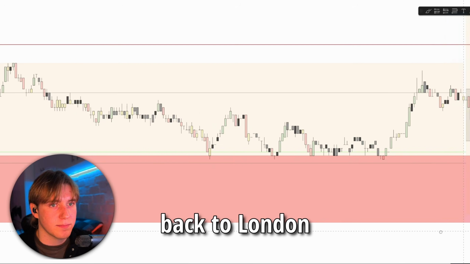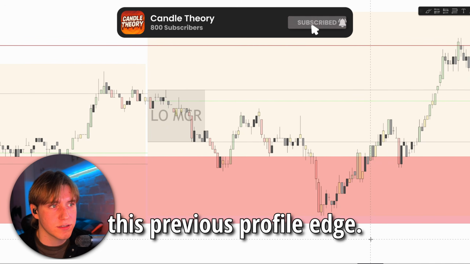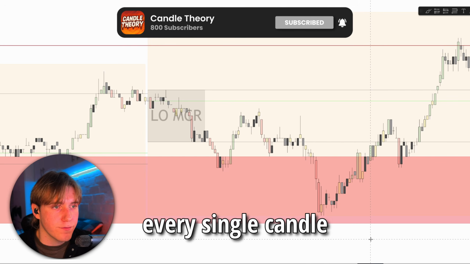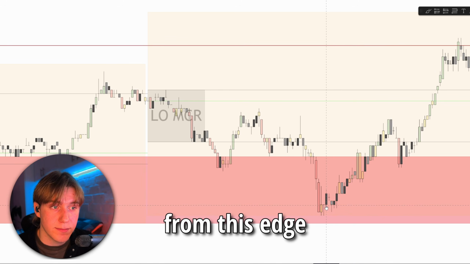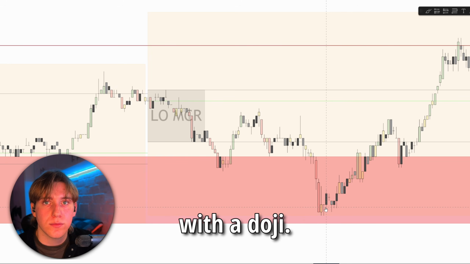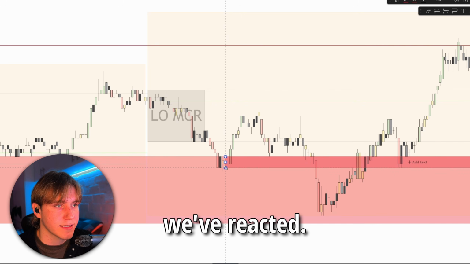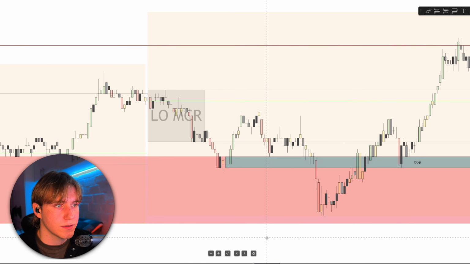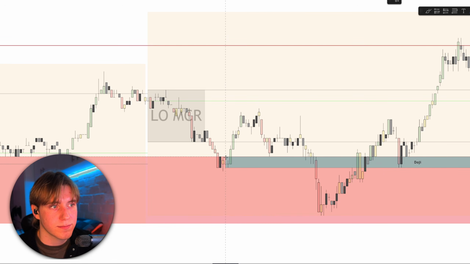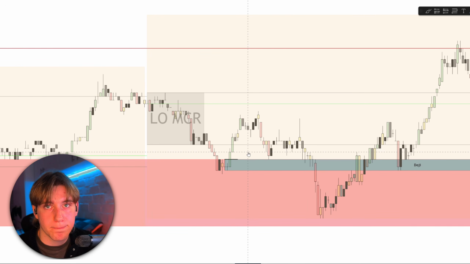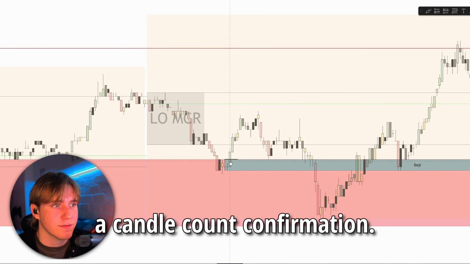So let's get back to London session that is reacting off of this previous profile's edge. And we are going to be trading every single candle count in the direction of a buy, reacting from this edge that is confirmed with a doji. So we're going to mark out this doji once we reacted. How many candles did it take for price to confirm above this doji? 2. So we're in the parameter of a candle count confirmation.